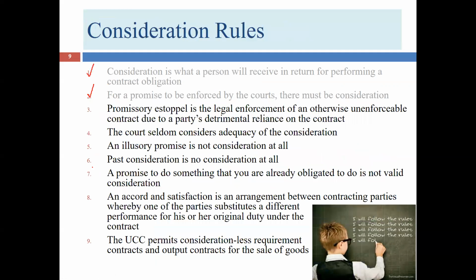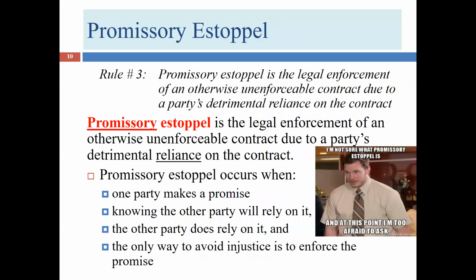Now we're going to go on to our third rule. Third rule is promissory estoppel is a legal enforcement of an otherwise unenforceable contract due to a party's detrimental reliance upon the contract. Let's break this up. Before we get started, let me pause and say, I wish this weren't one of the rules the textbook talks about, because this really isn't a rule about consideration. This is a rule about the absence of consideration, usually. So it's kind of unfortunate that the textbook writers did this, but we can work around it. But I just want to flag this and say it probably doesn't belong on this list.